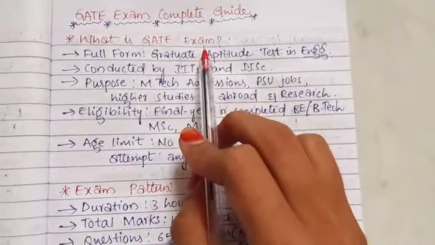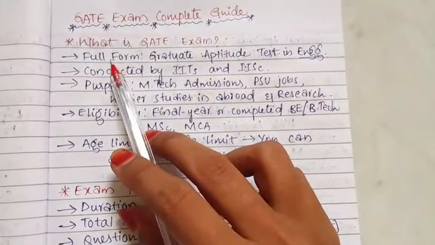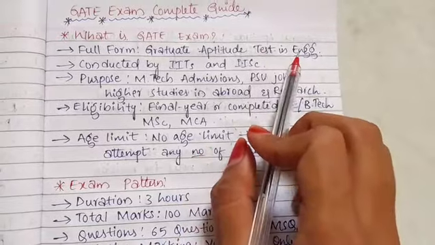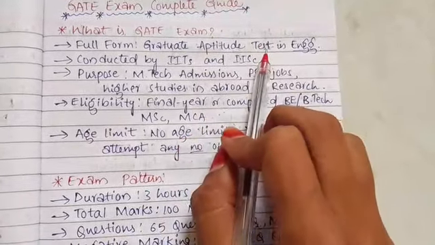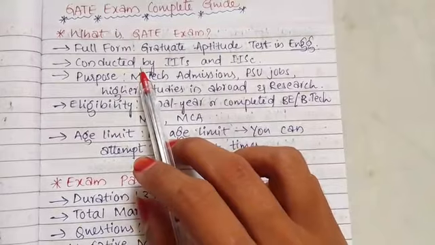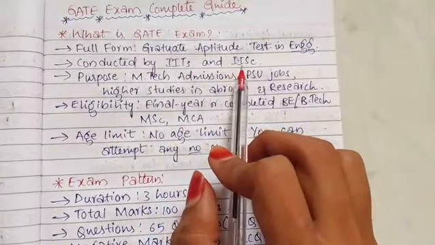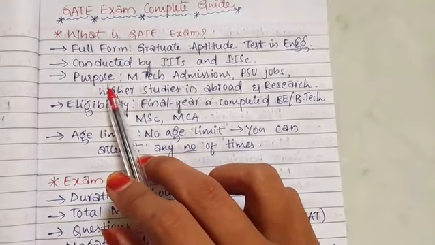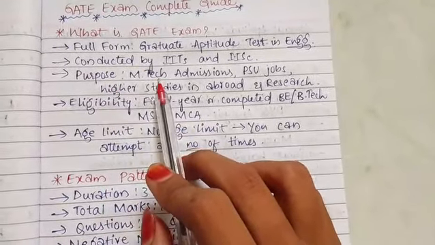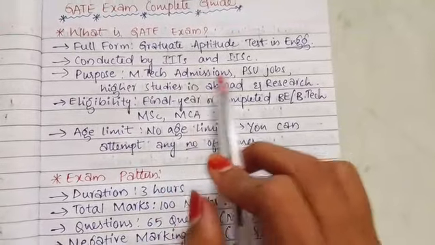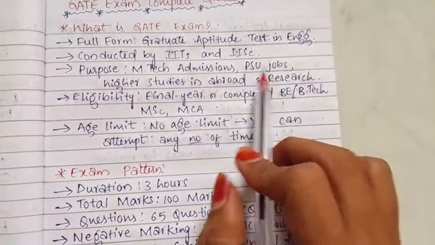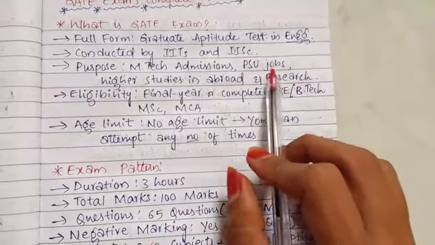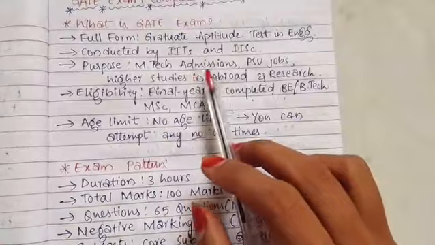What is GATE exam? Let us see. The full form of GATE is Graduate Aptitude Test in Engineering. It is conducted by the IITs and IISc. And what is the purpose of conducting the GATE exam? To get MTech admissions easily and to get PSU jobs, higher studies abroad and research. It will be helpful for these things.